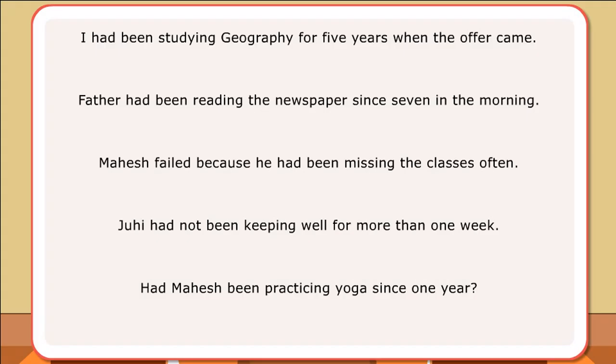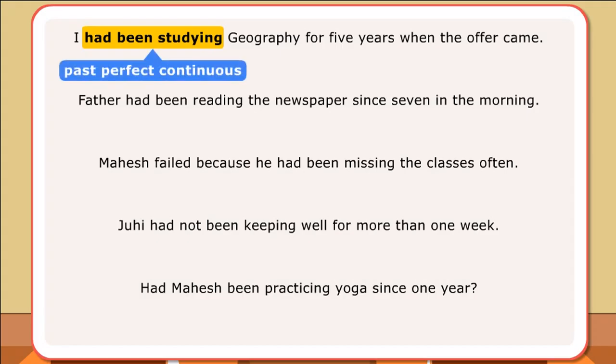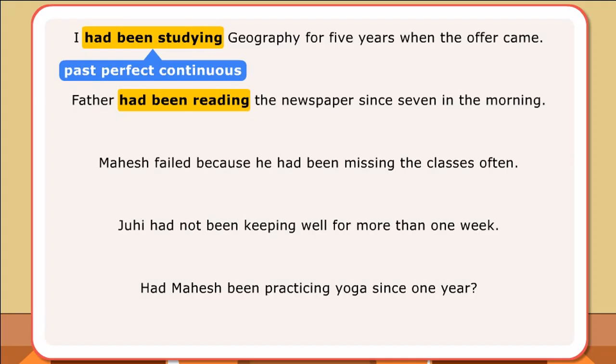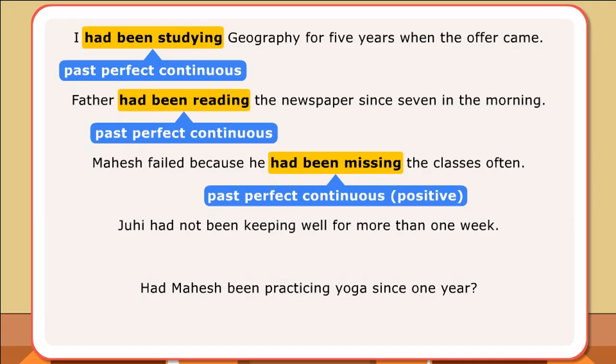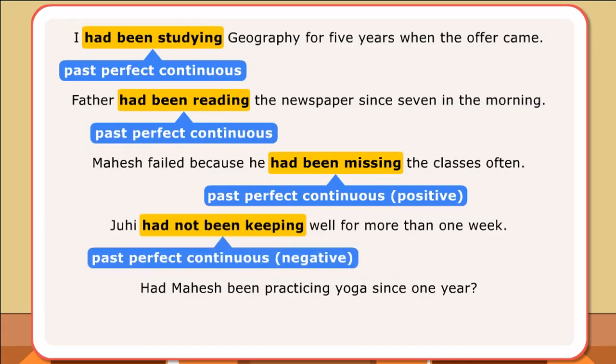In the first sentence, had been studying is past perfect continuous as the act had started and ended in the past. In the second sentence, had been reading is past perfect continuous as the act began at a specific time and continued for long. In the third sentence, had been missing is past perfect continuous positive telling the cause of a development. In the fourth sentence, had not been keeping is past perfect continuous negative as it conveys a condition that continued for some time in the past.